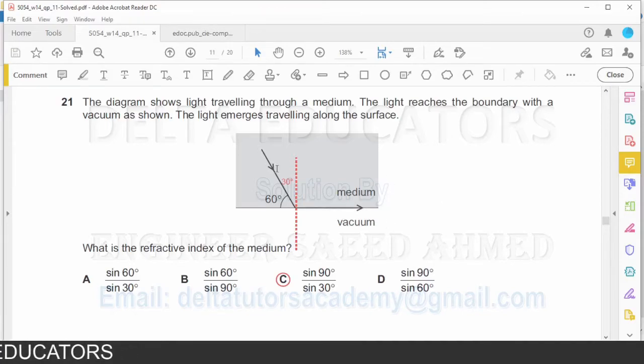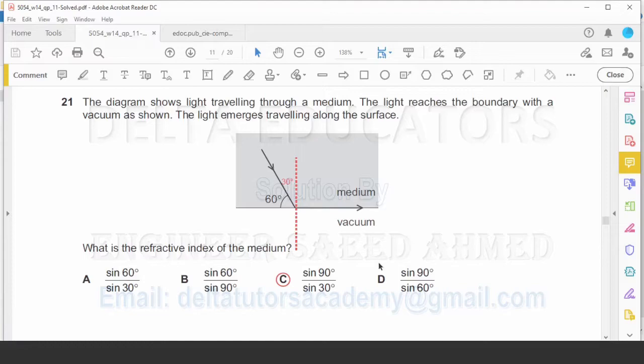Now here this ray is called incident ray and the angle in between the incident ray and the normal is called angle of incidence. Now here it is refracted ray. The angle in between the refracted ray and the normal is called angle of refraction. Now for the refractive index, it is a ratio of sine of angle of refraction and sine of angle of incidence. Now here angle of refraction is 90 degree and angle of incidence is 30 degree. So refractive index will be equal to sine 90 over sine 30.